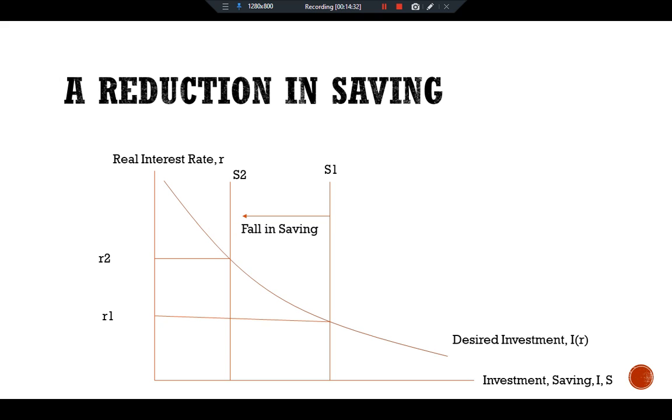At the initial interest rate, the demand for loanable funds exceeds the supply. The equilibrium interest rate rises to the point where the investment schedule crosses the new saving schedule. Thus, an increase in government purchases causes the interest rate to rise from R1 to R2.